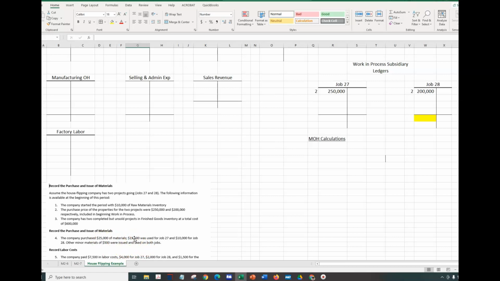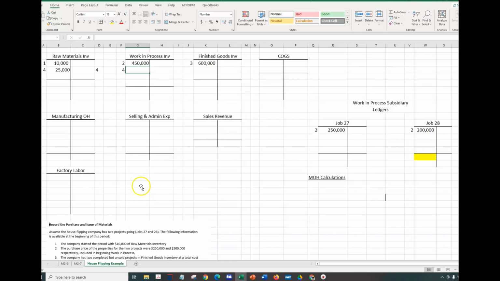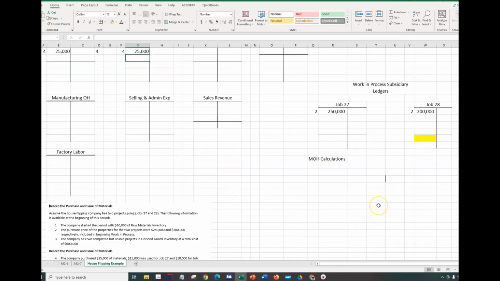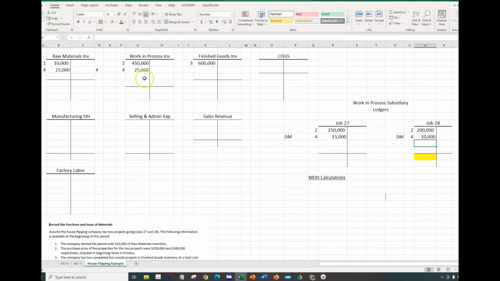$25,000 and $15,000. Nope. $15,000 and $10,000. Good. So a total of $25,000 went into work in process, but that was split up for these two projects. So this was the direct materials for job 27, $15,000, and the direct materials for job 28 was $10,000. So that's our $25,000 here.